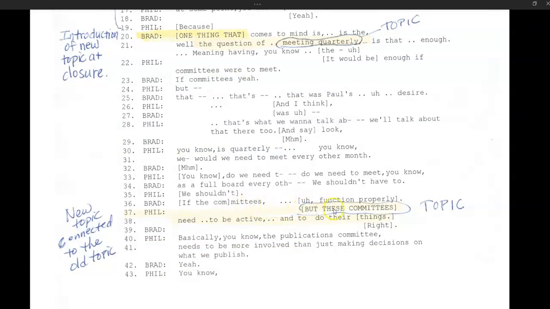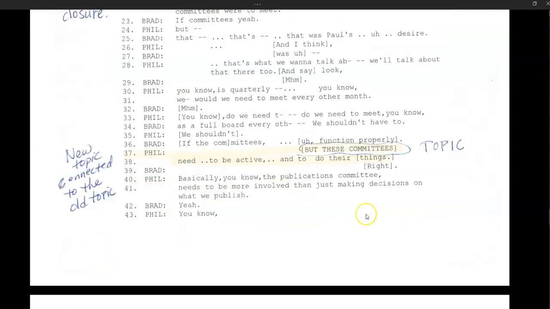there's another change in topic with the committees. And this time it's Phil, and committees is related back to what they're talking about. So new topic connected to the old topic. Again, very common way of changing a topic.